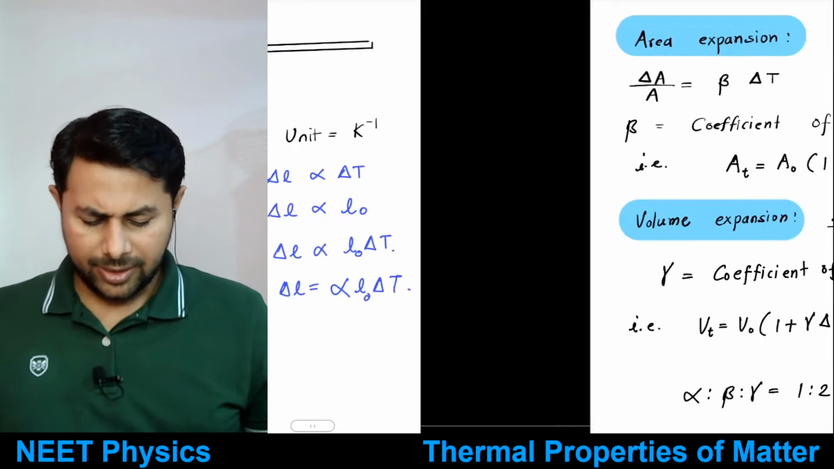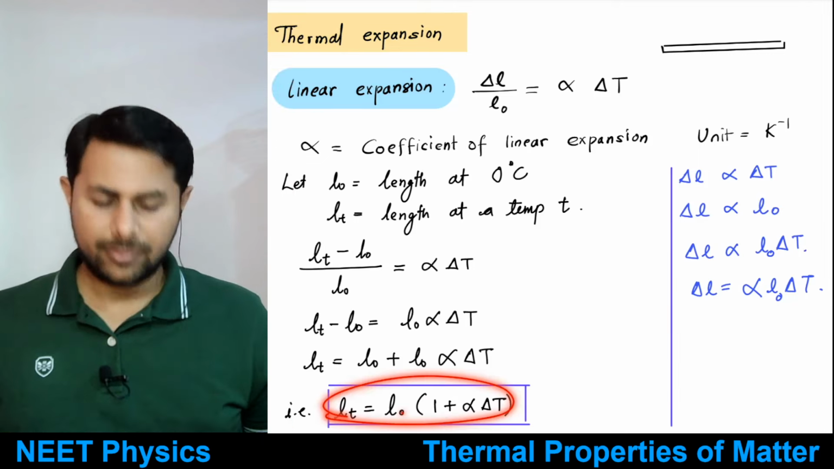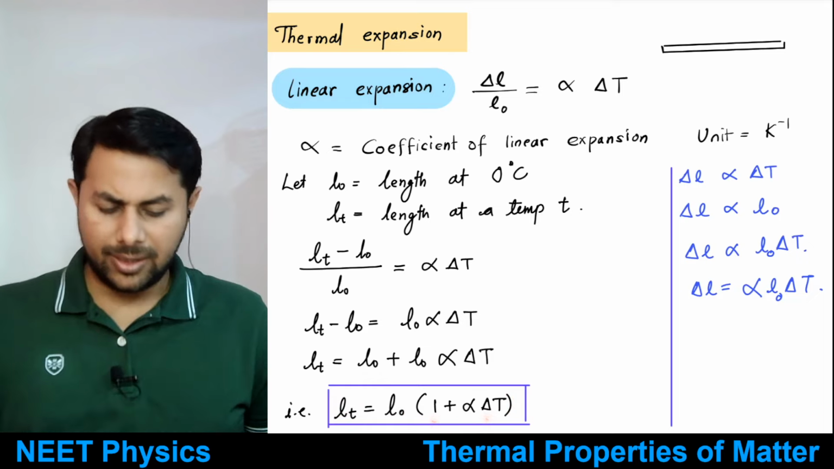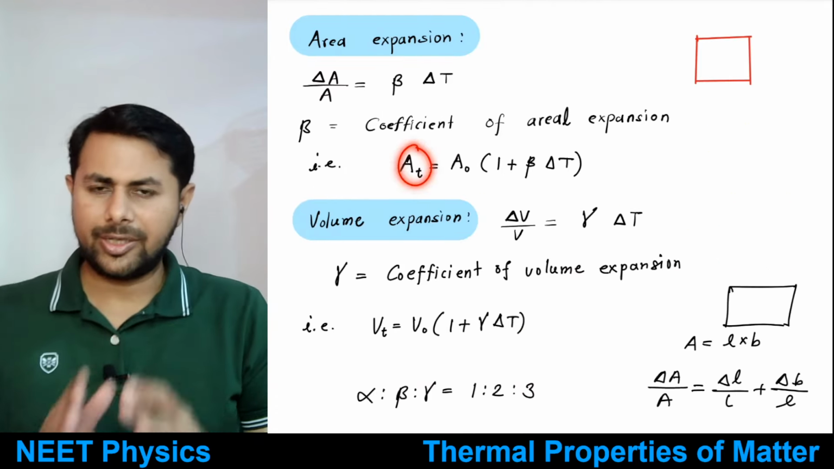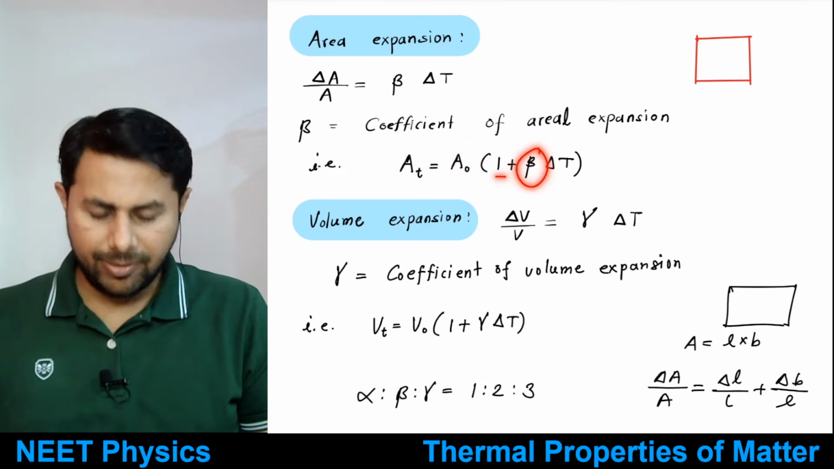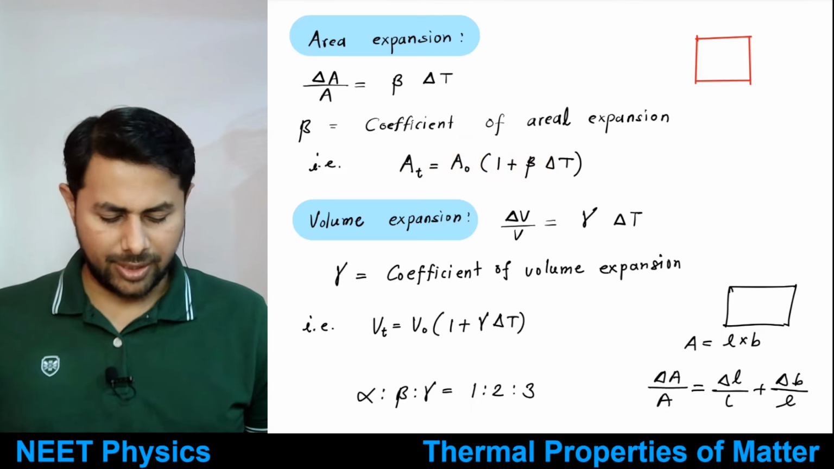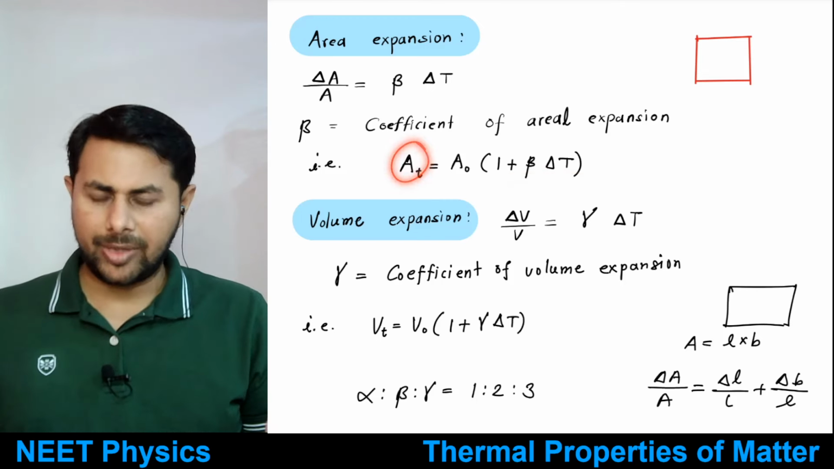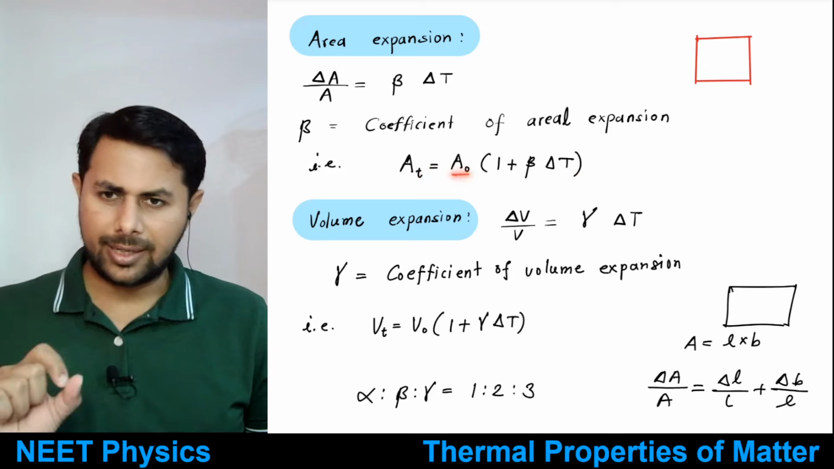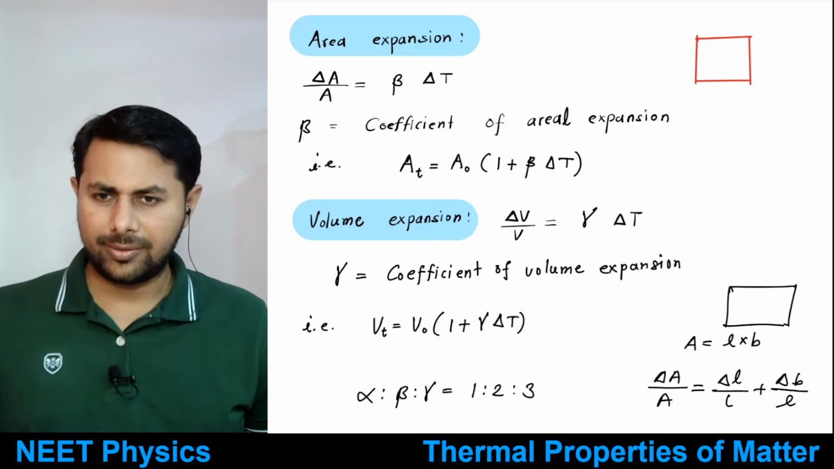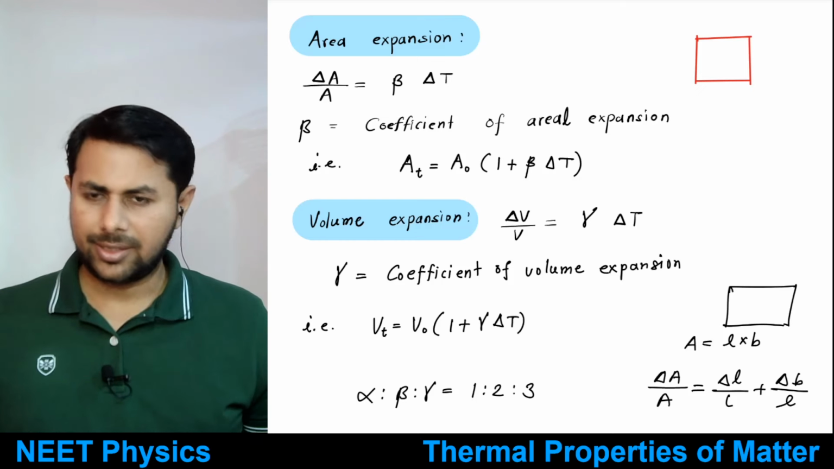And then just similar to this thing, that L T is equal to what? L naught multiplied by 1 plus alpha delta T. You can find out area at temperature T is equal to original area multiplied by 1 plus beta delta T. Okay, right? So area at temperature T is equal to area at 0 degree Celsius multiplied by 1 plus beta delta T. This thing is clear? Yes, no?